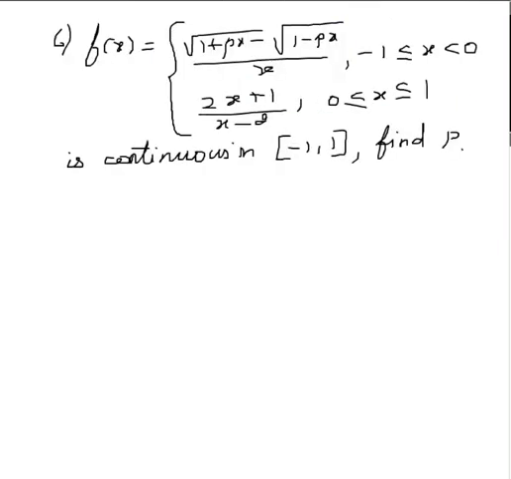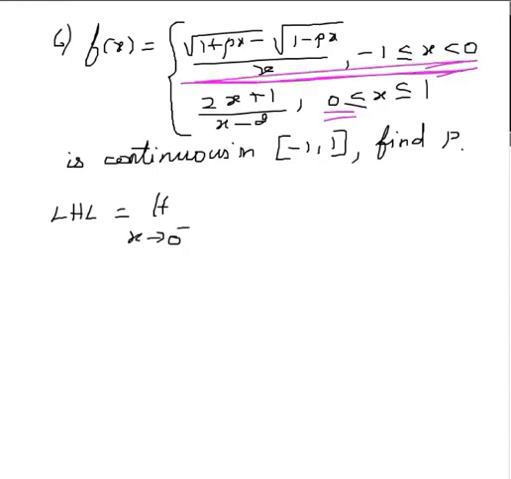Next question, f of x definition is given and it is continuous in the interval minus 1 to 1. Find P. So it is continuous at 0 also. Since the definition has been split at 0, we will check the continuity at 0. LHL is limit as x tends to 0 minus. For 0 minus, we use the less than 0 definition.